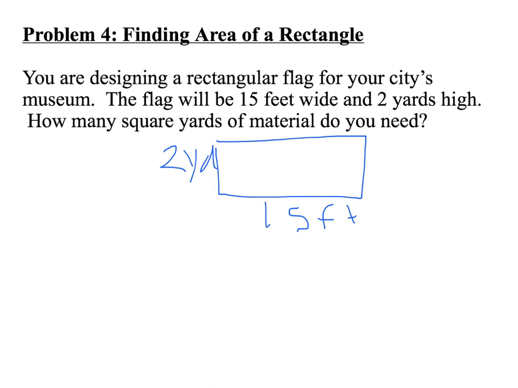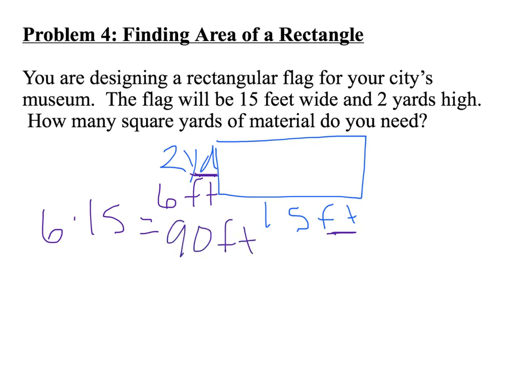No, it's not. When you're reading a word problem, you always want to make sure that you're in the same units. Right now, I am not in the same units. So I'm going to change my 2 yards to be feet. I know there's 3 feet in 1 yard. So if I have 2 yards, that would give me 6 feet. So now I know that I can find the area: 6 times 15. And that would give me 90 feet.